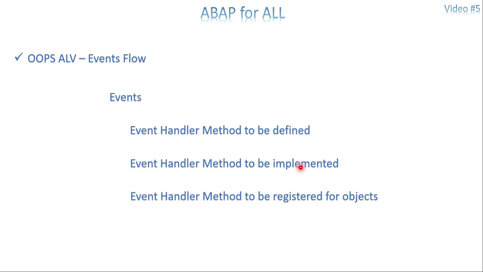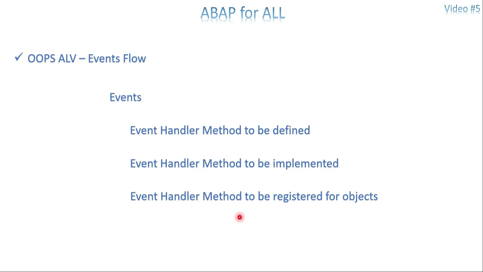if any button click from a custom button that can be added in the menu, OO ALV menu options, menu buttons, then what needs to be done if the button is clicked. Those kinds of functionalities are to be written in the event handler method implementation part. And finally, these are normal method definition and implementation.